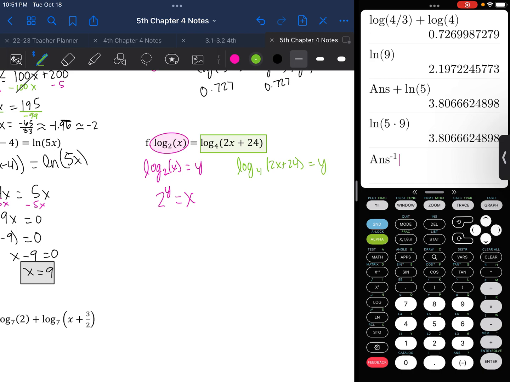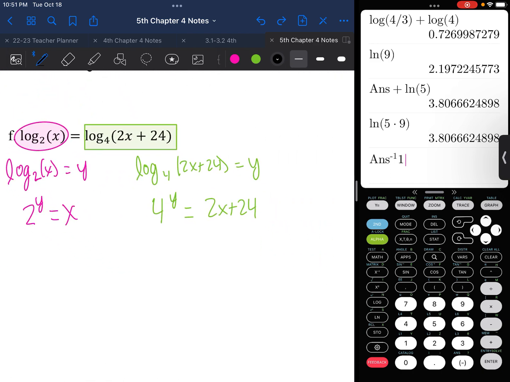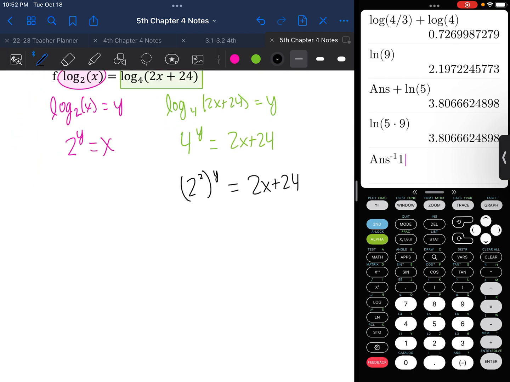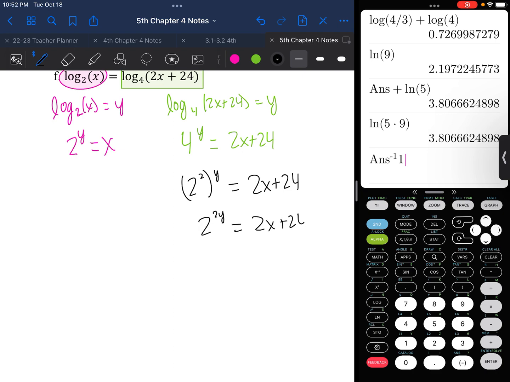And that would imply that 4 to the power of y would be equal to 2x plus 24. Now 4 can be base changed to a 2. This could be 2 squared to the y equal to 2x plus 24, which would be the same as 2 to the 2y equals 2x plus 24.